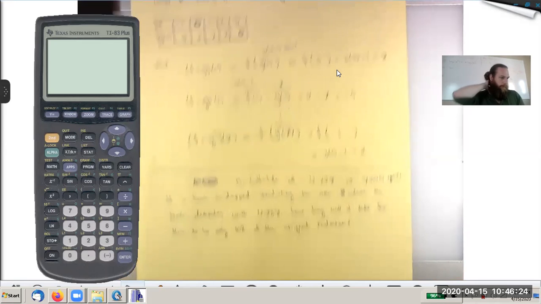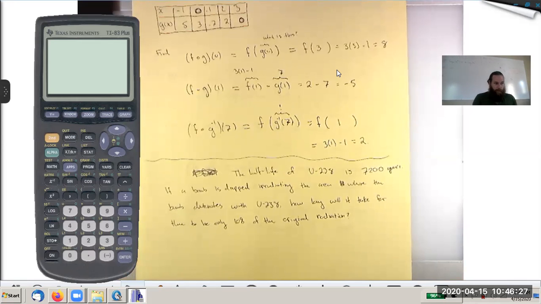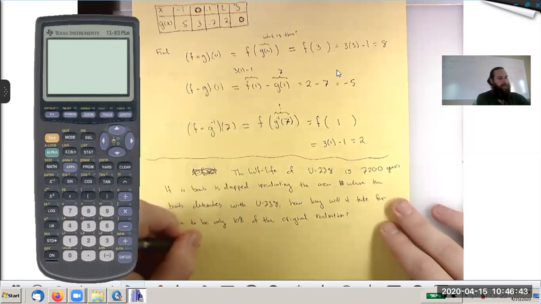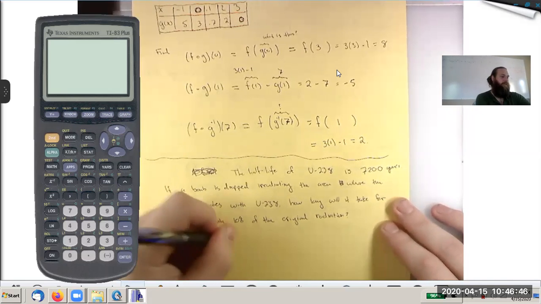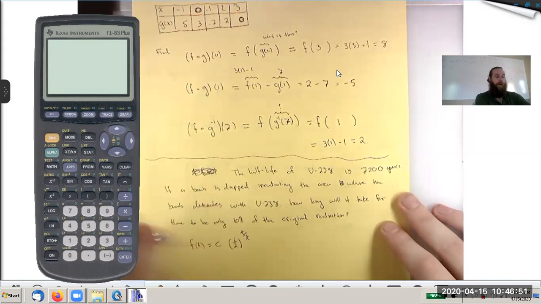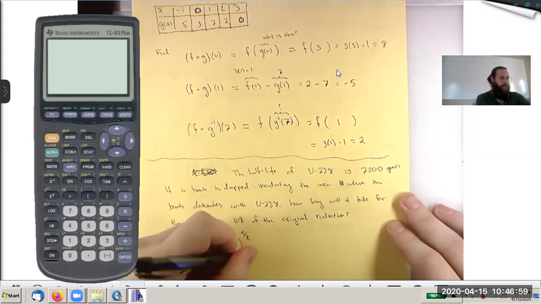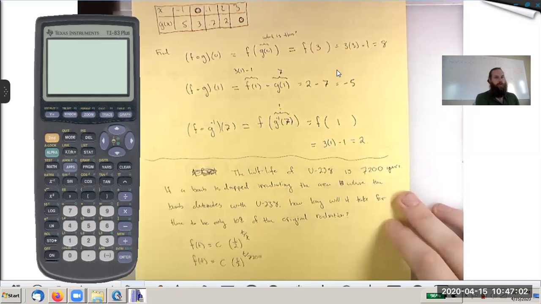So this is similar to those problems in the sense that it's a half-life problem, and also you're not given the starting value. You're not given the amount of radiation immediately after the bomb drops. You're just given the half-life of the substance, and you're asked when will you get to 10% of the original. So we would start with our half-life formula, f of t equals c times 1/2 raised to the t over k. I don't know what c is, but I do know what k is, 7,200.